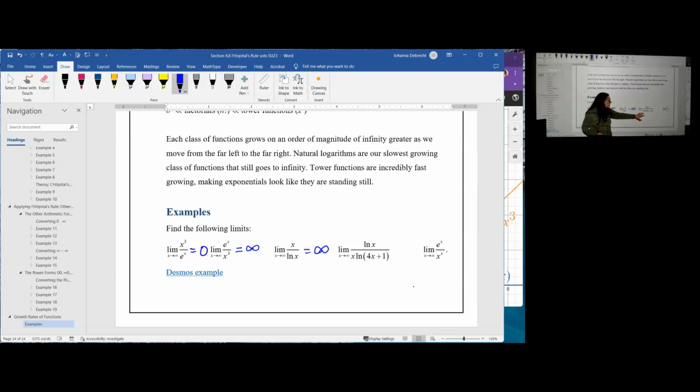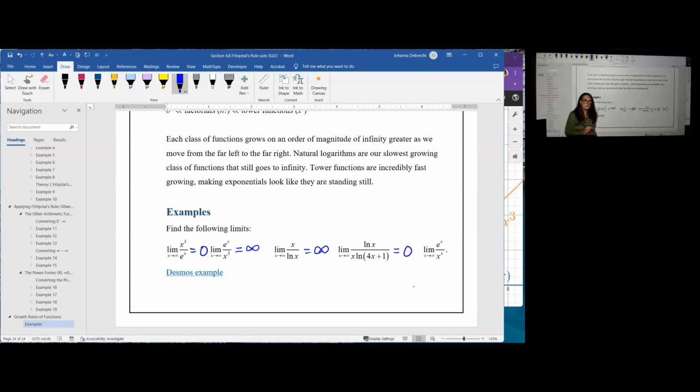In the next one, we have natural log of x divided by x natural log of 4x plus 1. Notice that we have an algebraic function x multiplied by a natural log that grows on an order of magnitude larger than natural log by itself, which pulls the denominator to infinity, which drives the limit down to 0.